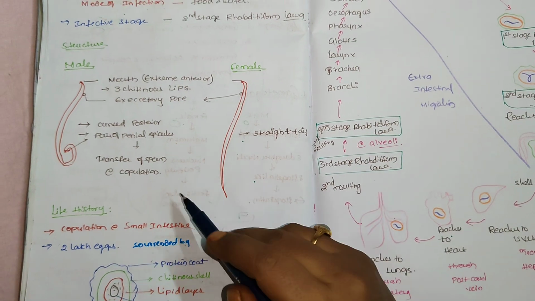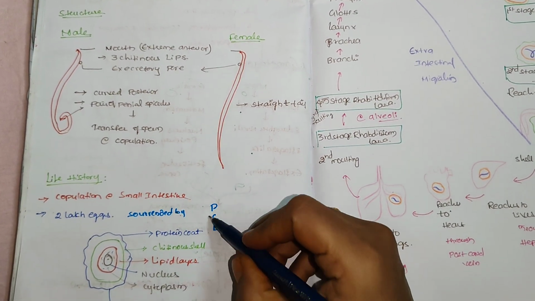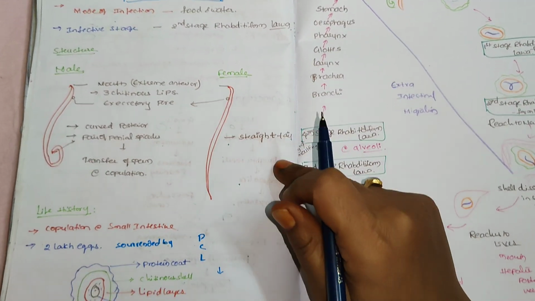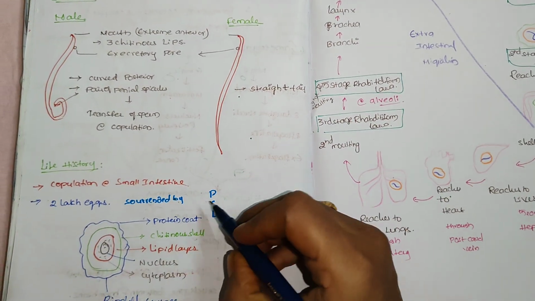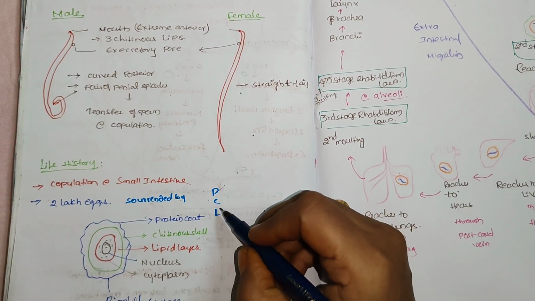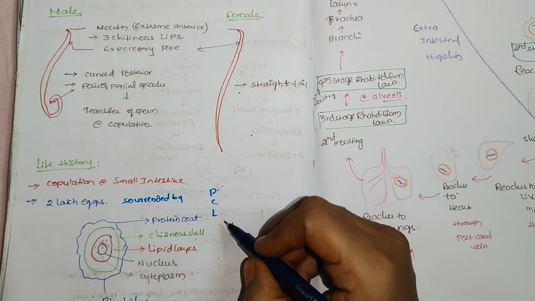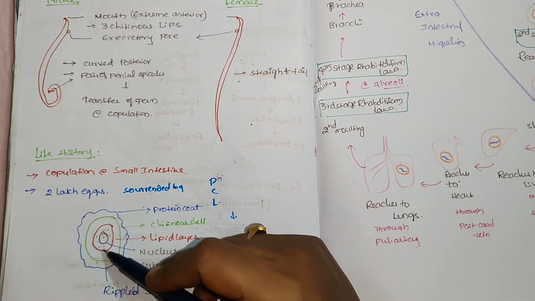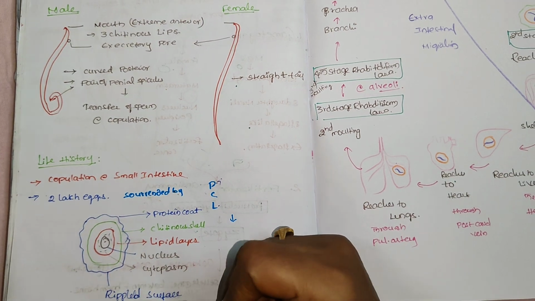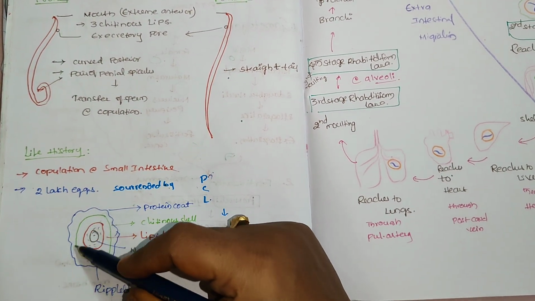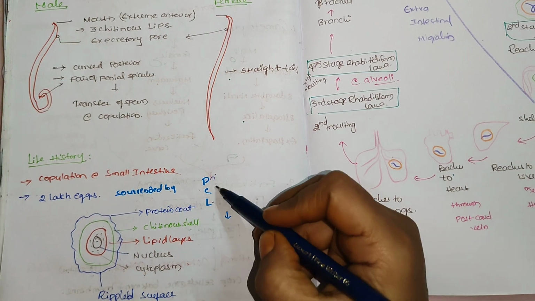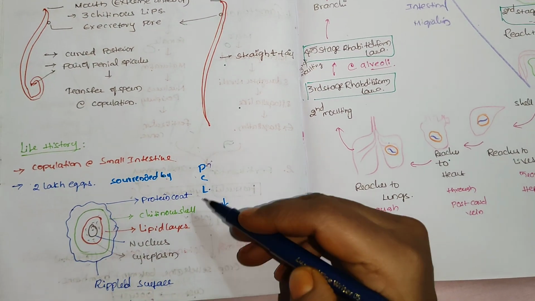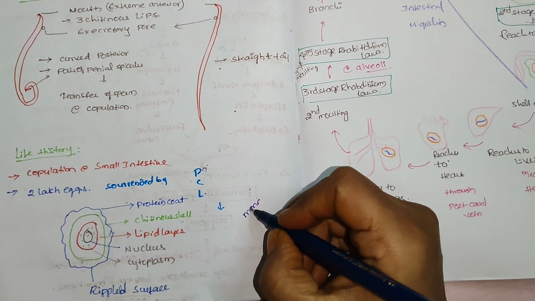And here is one important 2-mark question also: mammillated eggs. The Ascaris lays nearly 2 lakh eggs, and these are covered with the PCL, meaning protein coat, chitinous shell and lipid layer. These 3 layers cover the eggs of Ascaris. And also the surface is rippled. The surface is ripple-like in shape, and these 3 layers protect the eggs of Ascaris. So that is why they are called mammillated eggs.